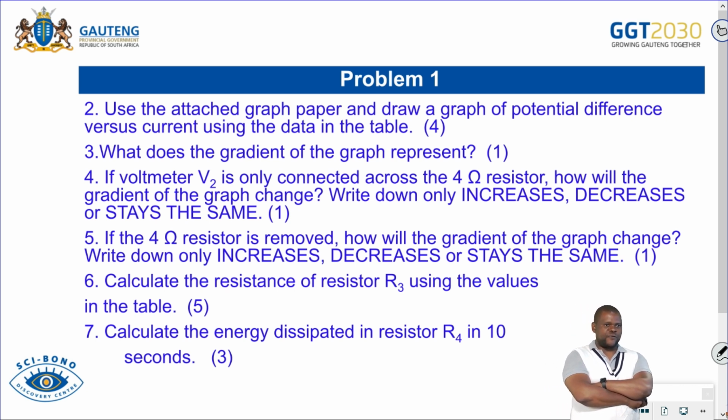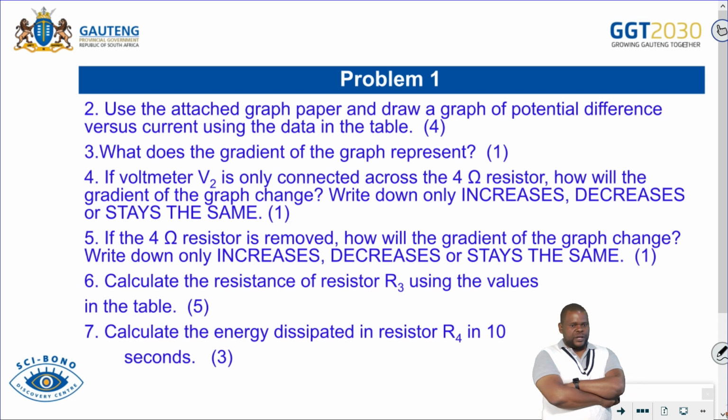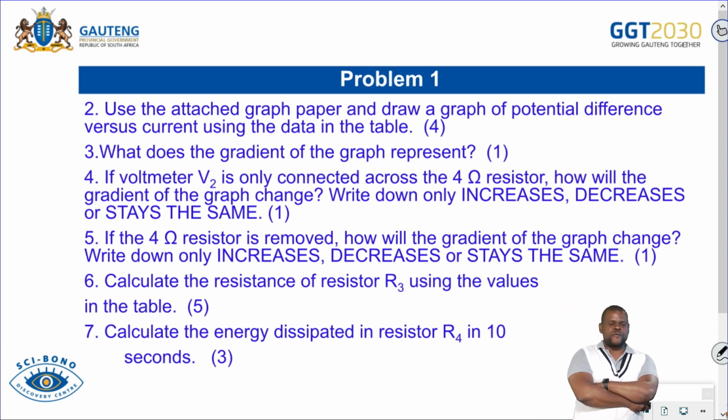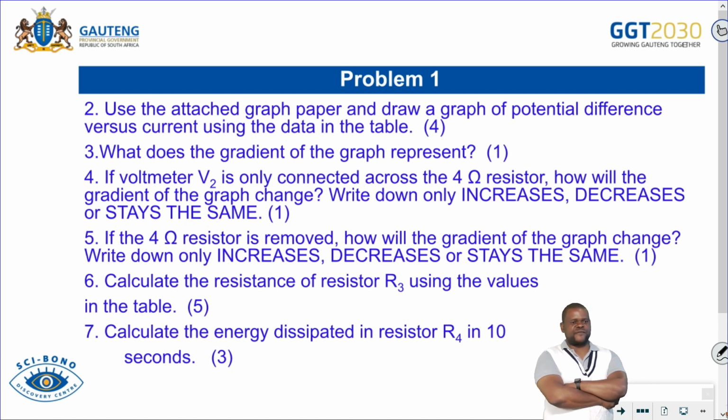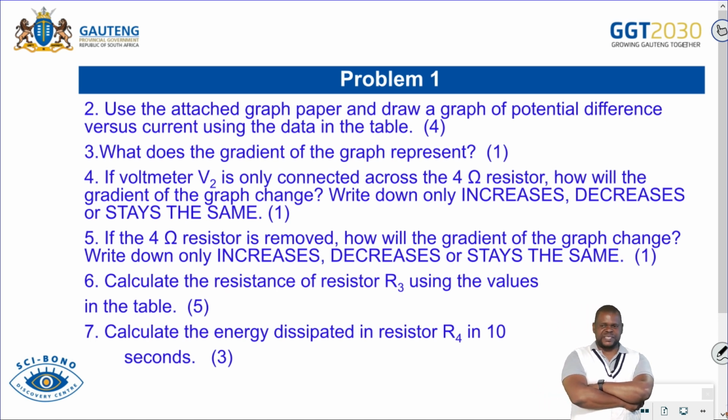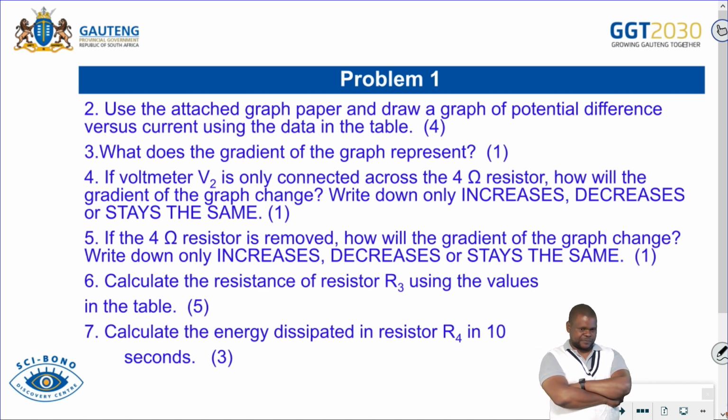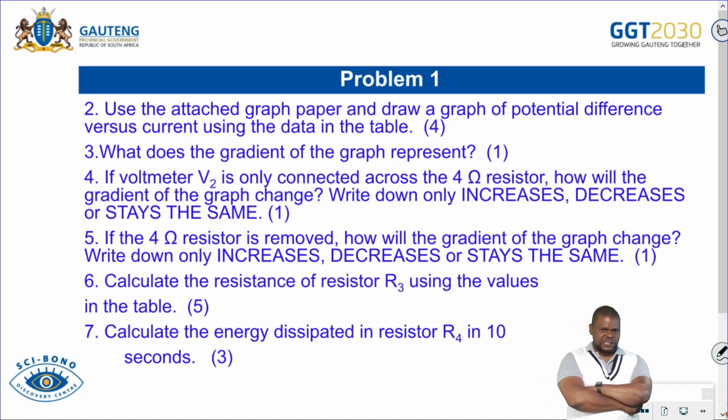Then number four: if voltmeter V2 is only connected across the 4 ohm resistor, how will that affect the gradient of the graph? Will it increase, will it decrease, or will it stay the same?